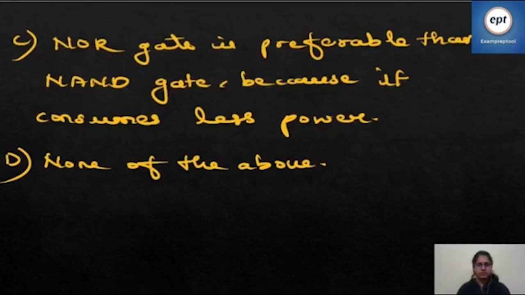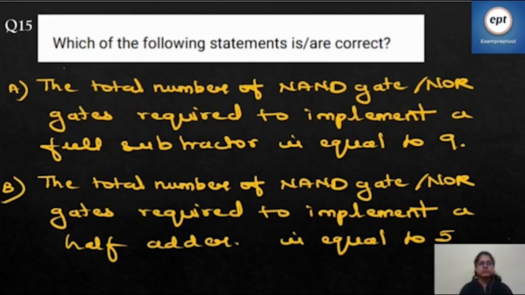Okay, so let's see the question. Which of the following statements are correct? The first statement is that the total number of NAND gate / NOR gate required to implement a full subtractor is equal to 9. So in the full subtractor they are saying that NAND and NOR gates required are 9. We'll see that when we make the full subtractor.